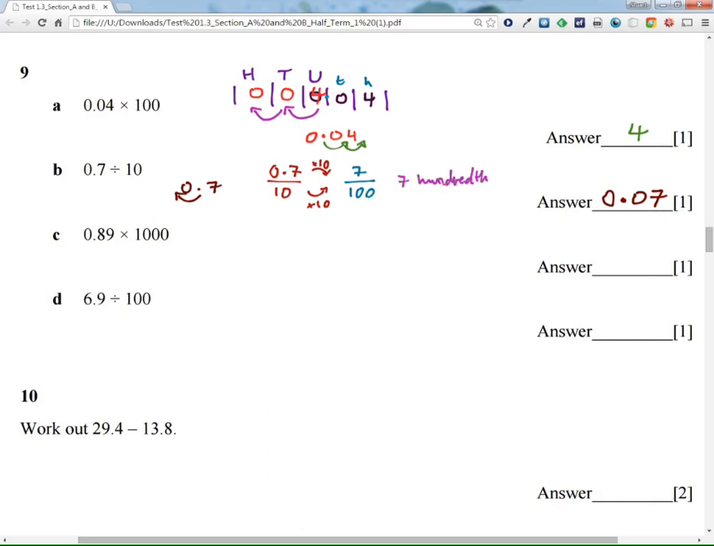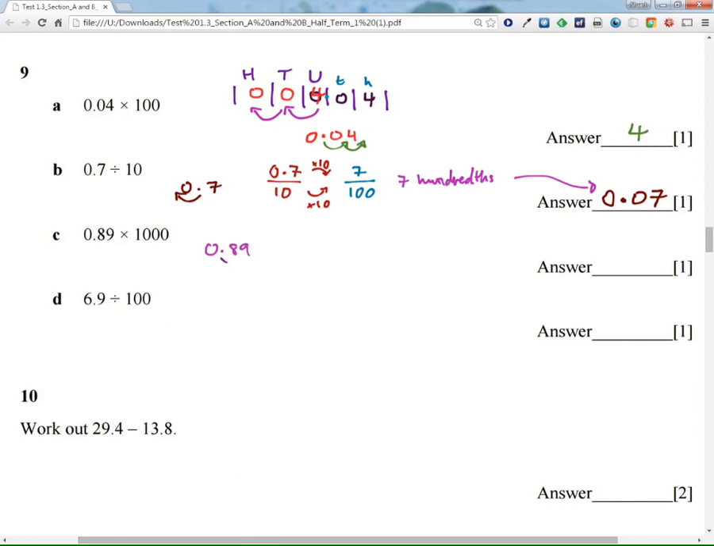7 hundredths is 0.07. What some people incorrectly did at this stage is instead of doing 7 over 100, which is 7 hundredths, they did 100 divided by 7. Now that's not the question, it's 7 divided by 100. 7 divided by 100 is 0.07.